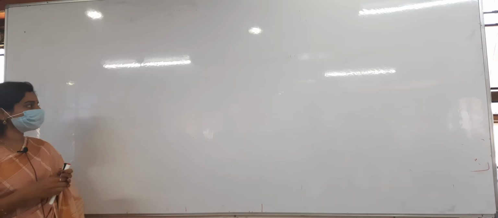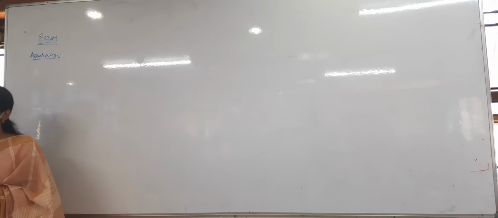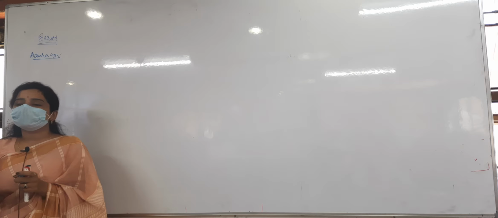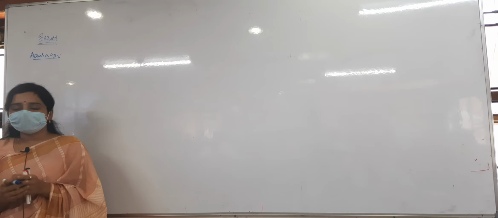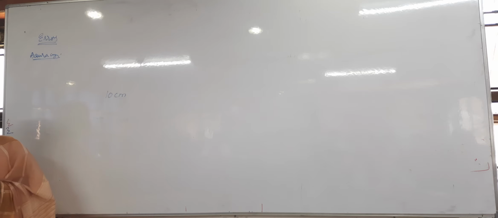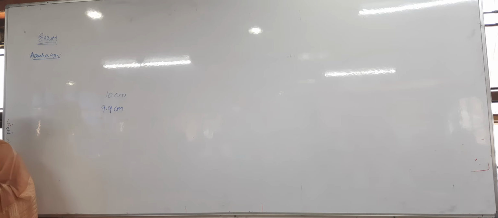Now today, errors, purely errors, we will discuss, and before that one concept is there: accuracy. What do you mean by accuracy? Accurate means the exact number. We can say accuracy is the closeness of the measured value to the true value. For example, if the length of a rod is 10 centimeters and I measure it and get 9.9 centimeters, this is an accurate value.